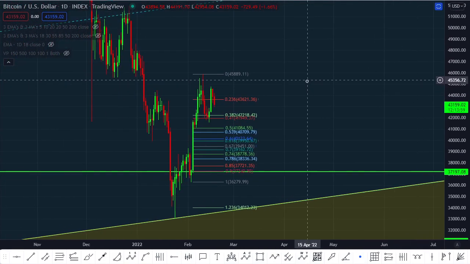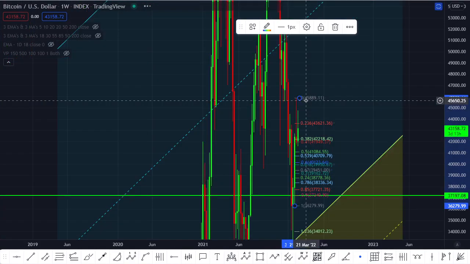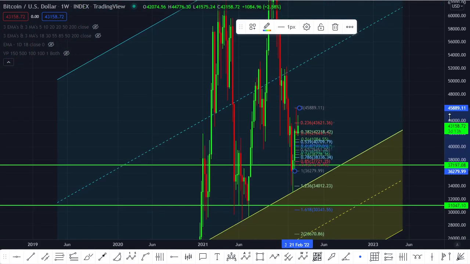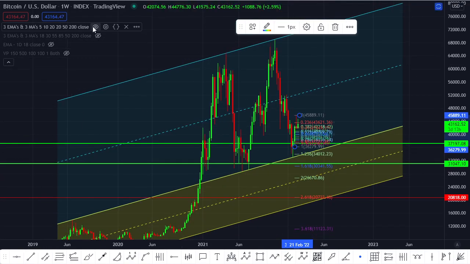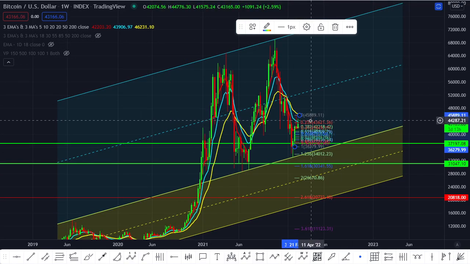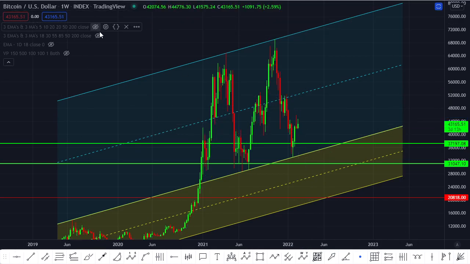Now for the macro analysis, it's going to get very, very interesting. I'm going to pop to the weekly. You already know that the monthly for me is bearish. I think we are in a bear market. It's the start. It's confirmed. But I want to jump into the weekly time frame because the weekly is showing us something very interesting.